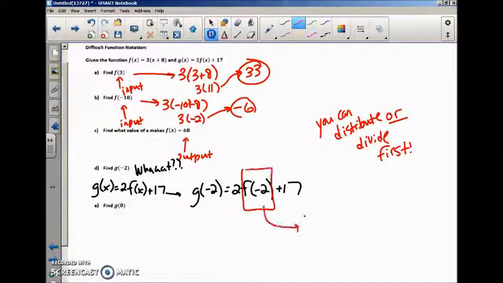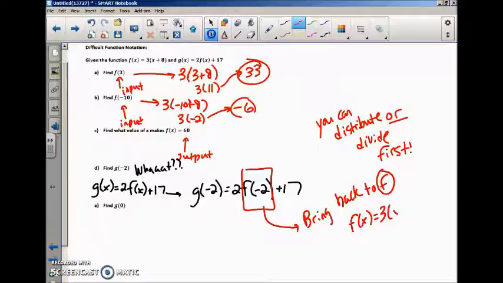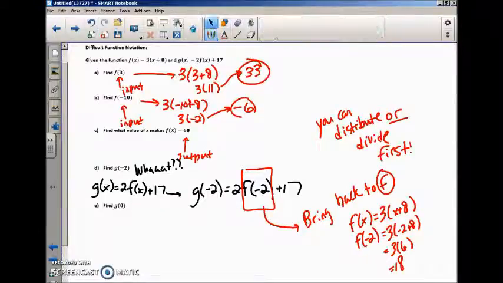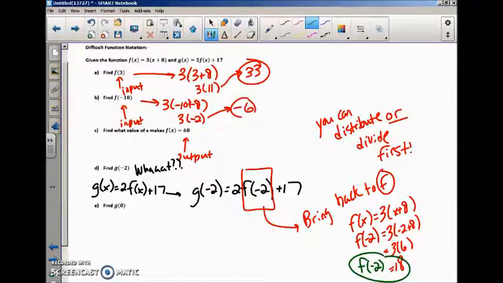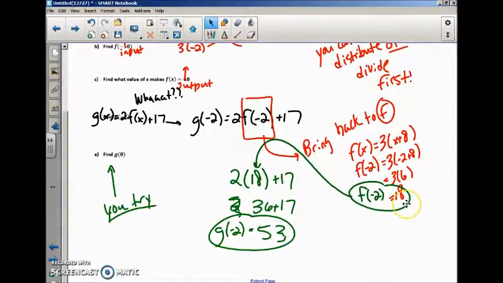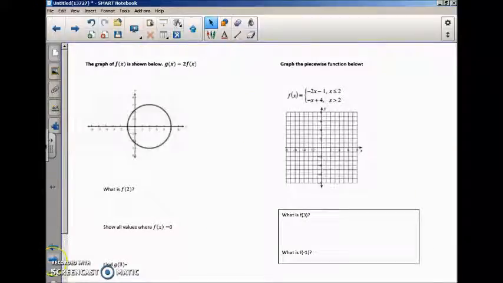Now this little section, f of -2, you need to bring back into the f function. So if f of x is equal to 3 times (x plus 8), plug in -2 there and see what you get, which would be 18. So now this number, 18, is going to be inserted for f of -2. It becomes 2 times 18 plus 17, which comes out to be 53. You try the last one there on your own.